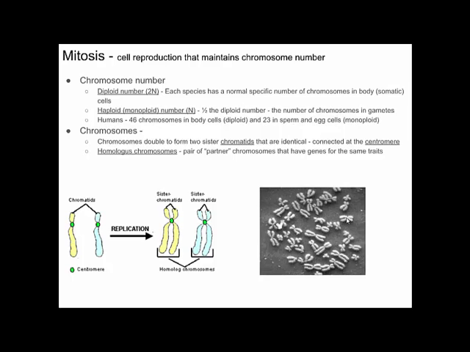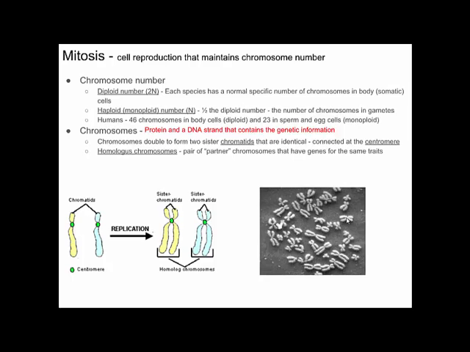You guys remember how many chromosomes are found in a normal human cell? 23 pairs. 46. So 46 altogether. That's what we call the diploid number. The normal number of chromosomes in a body cell is called the diploid number. It's abbreviated 2N. And each species has a typical diploid number. Like you said, humans is 46.